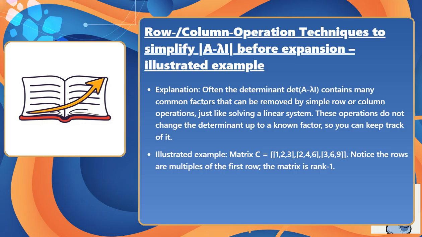Illustrated example: matrix C equals a 3 by 3 matrix whose rows are 1 2 3, 2 4 6, 3 6 9. Notice the rows are multiples of the first row. The matrix is rank 1.